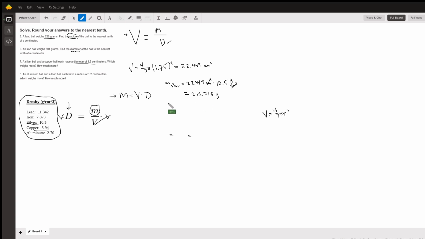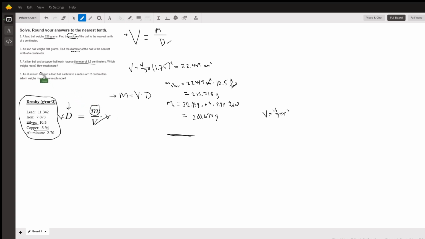The copper will be the exact same. I'm going to put MC for copper. The volume, again, will be the exact same, 22.449 centimeters cubed. But this time, we're multiplying by 8.94 grams per cubic centimeter, because that's the density of copper. And the mass will be about 200.697 grams. This is what I think is so cool about this type of problem: the volumes can be identical, but you end up with two completely different masses.